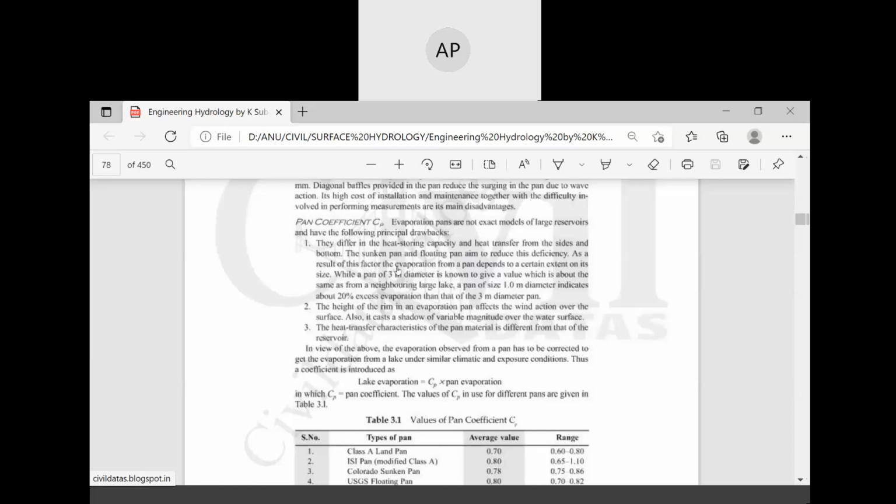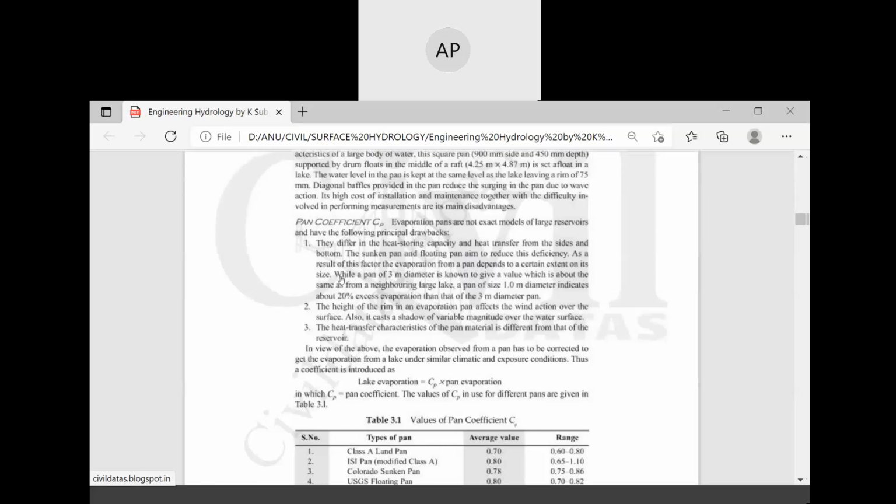As a result of this factor, the evaporation from a pan depends to a certain extent on its size. So generally evaporation depends on the size of the pan. While a pan of 3 m diameter is known to give a value which is about the same as from a neighboring large lake, a pan of size 1.0 meter diameter indicates about 20% excess evaporation than the 3 meter diameter pan.